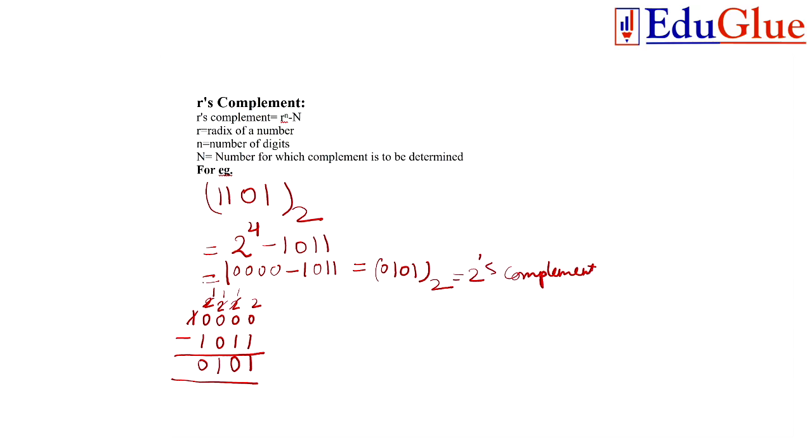In this way, we can also perform it for decimal. Let's take 1578 as a number. We need to find the complement. We'll put it as 10 to the power of 4 minus 1578. Since it is a decimal number, this is also a decimal number. So we can directly perform the subtraction.